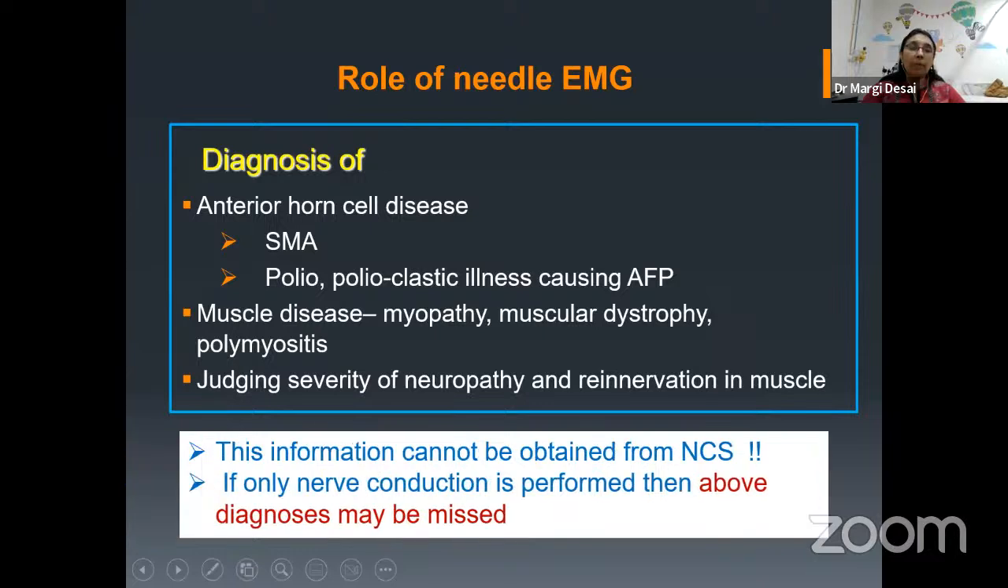It also helps in the diagnosis of muscle disease, which cannot be obtained from nerve conduction. Can you say whether the muscle is normal or not? You can get no idea about myopathy by doing only a nerve conduction. You can get no idea of a radiculopathy if you do only a nerve conduction and do not do EMG. So if only nerve conduction is performed, SMA, myopathy, polio, polio-like illnesses, and radiculopathies can be missed.